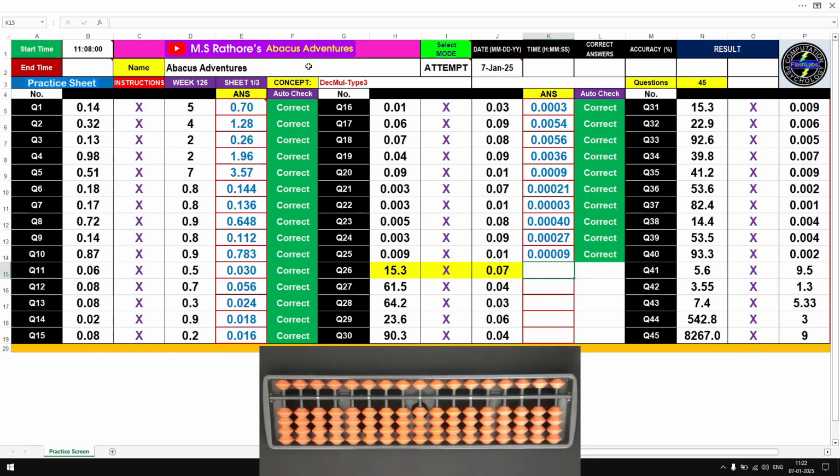Question number 26, 15.3 multiplied by 0.07. As you can see, the multiplicand is a simple decimal value 15.3. There are two digits in the integral part of the multiplicand, 1 and 5, and the multiplier is 0.07. So there is a 0 after the decimal point in the multiplier that will be taken as -1. So the multiplicand 1 and 5 take +2 value, and the multiplier 0.07, the 0 after the decimal point takes -1 value.